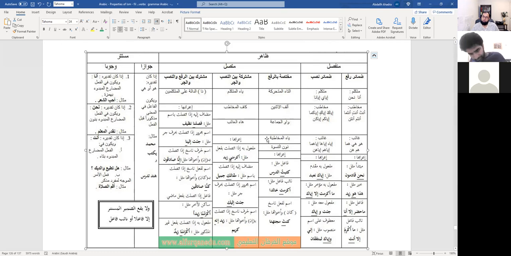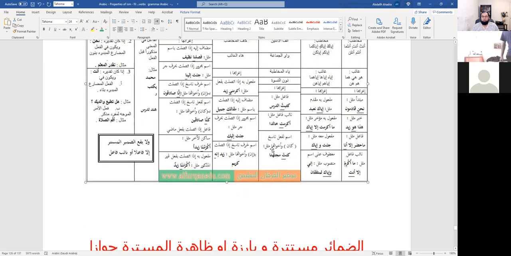يا المخاطبة, it connects with مضارع and أمر, not ماضي. In the ماضي, you say أكلتِ. In the مضارع, تأكلين. In the أمر, كلي. So it comes with مضارع and أمر. نون النسوة: أكلنا ماضي, كلنا أمر, يأكلنا مضارع. So with all of them.